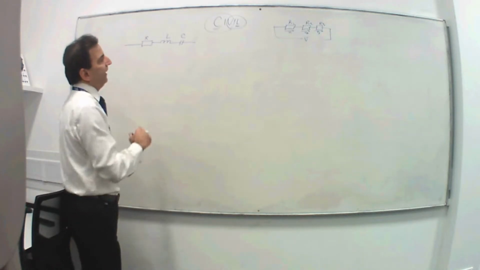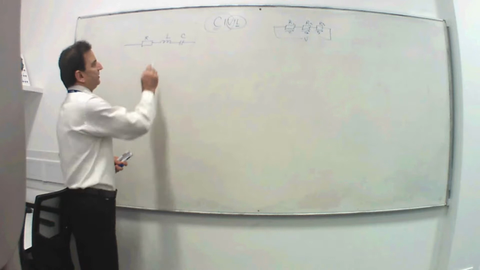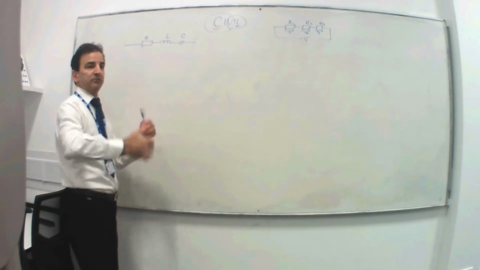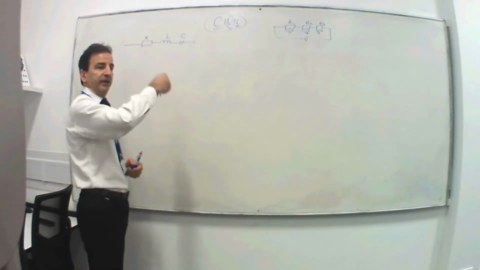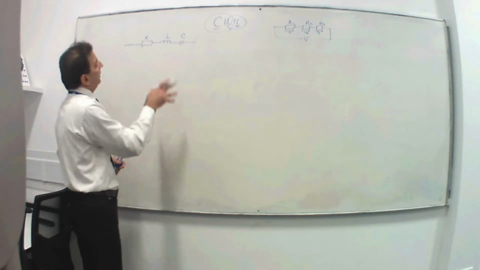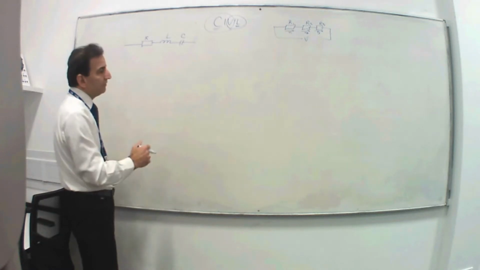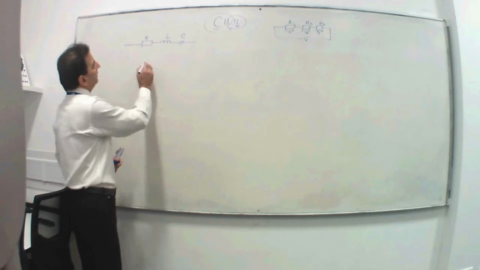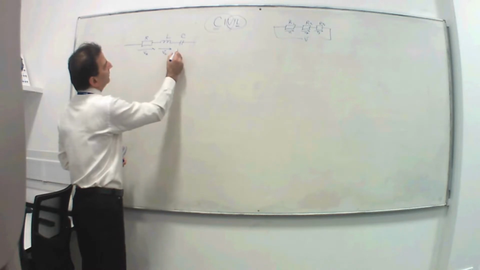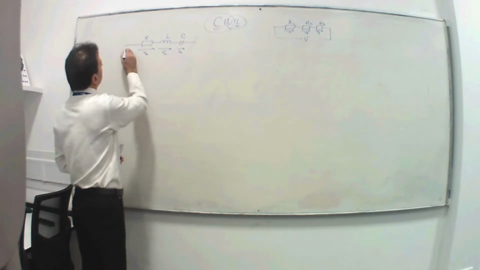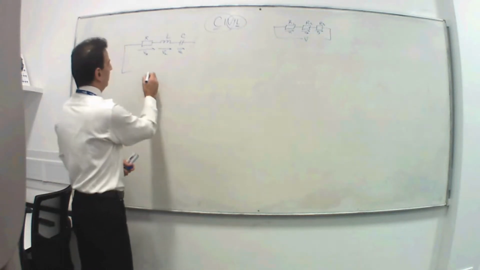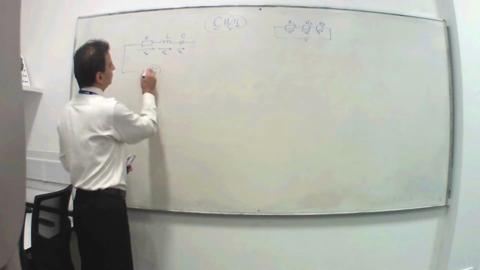Now in AC, because these elements are reactive components, we talked about reactive components, they're falling on the y-axis, or the imaginary component of the Cartesian diagram. Then if we say this is VR, and that's VL, and that's VC, if you add them together algebraically, they won't add up to the supply voltage.